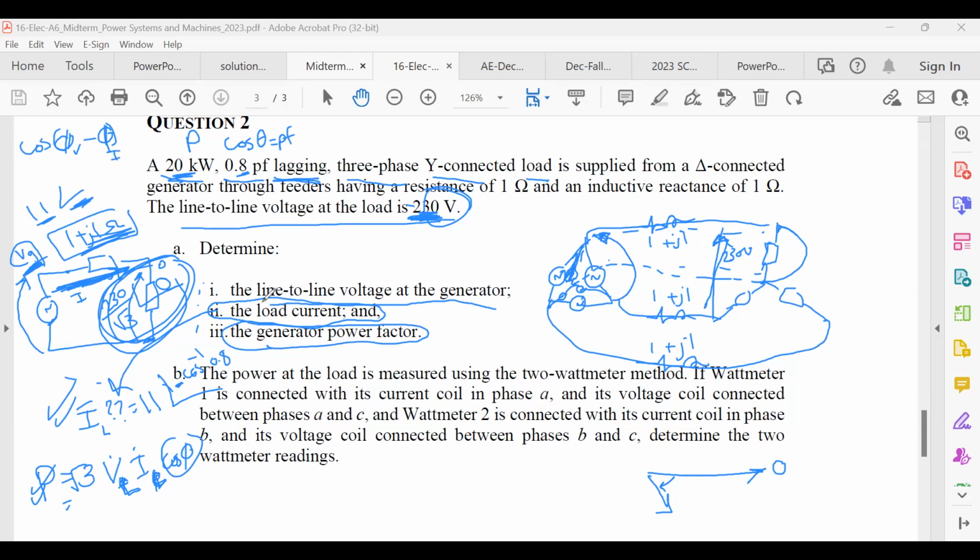Okay. One thing is that I got this voltage of the generator as phase. If you want to get the line, you have to multiply by square root 3.